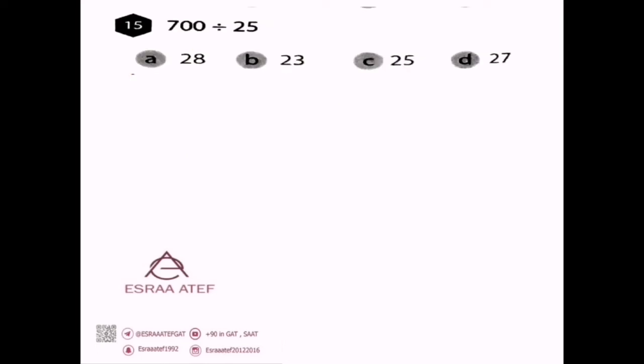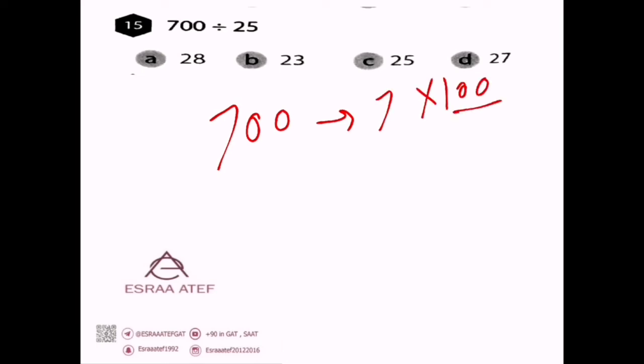Next one, here we have 700 divided by 25. The same method. 700, but it's easier, okay. 700, which is meaning 7 of 100, okay. And each 100 has 4 twenty-fives. So I will times 4 by 7, which will be 28.